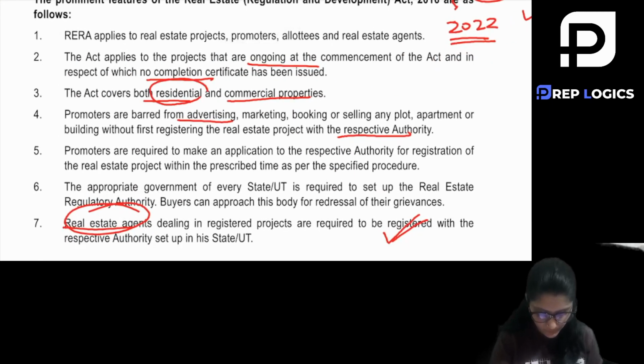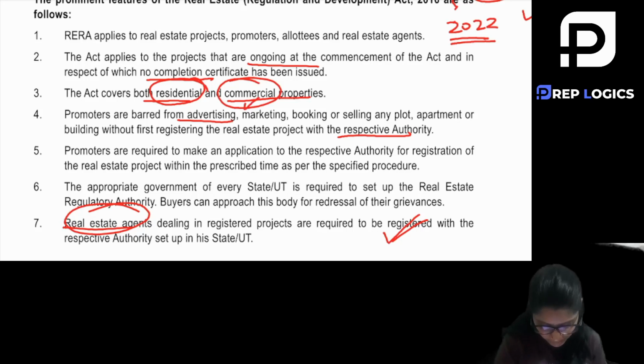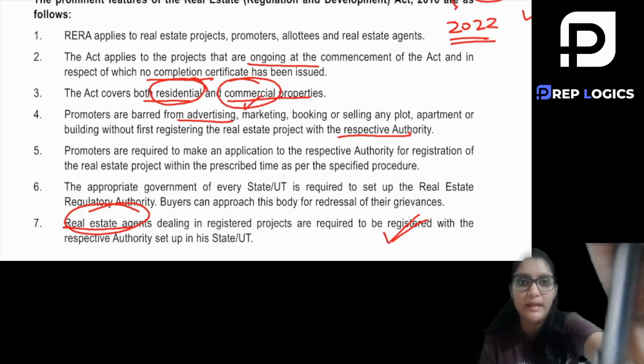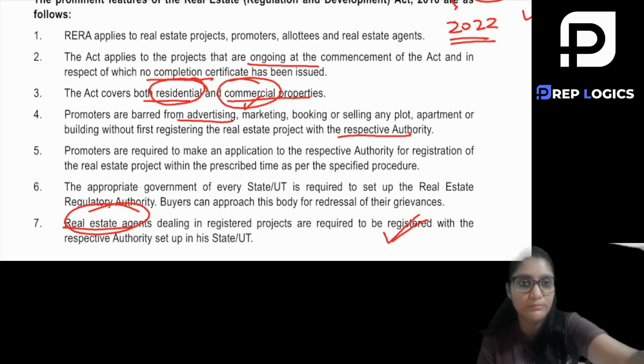Now, the act has covered both residential as well as commercial buildings. So suppose you are going to buy a house for yourself, the act is going to be applied. Suppose you are going to buy an office for yourself, the act will apply there as well.